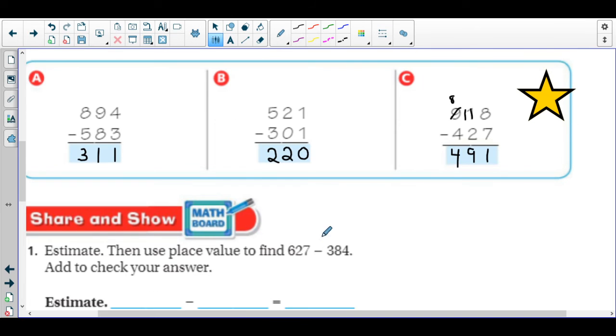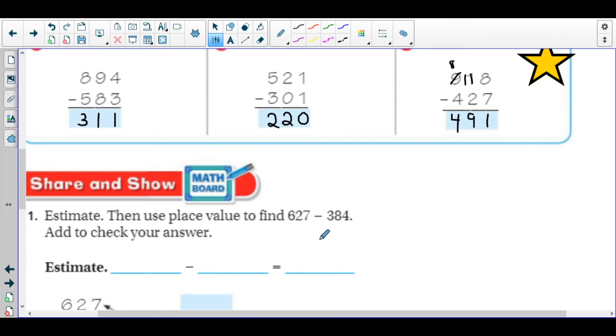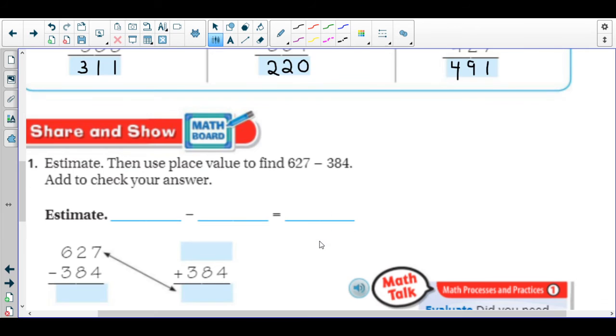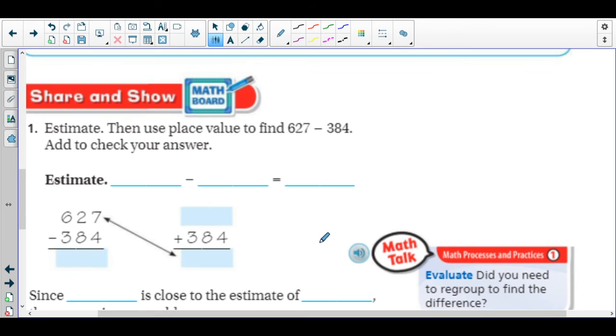All right. Let's go ahead and get the show and share section done. Do not worry about the estimating. We'll just go ahead and get those solved and be back here in a bit whenever you are done. So go ahead and hit pause right now. And when you're done, come on back and we'll see how you did.